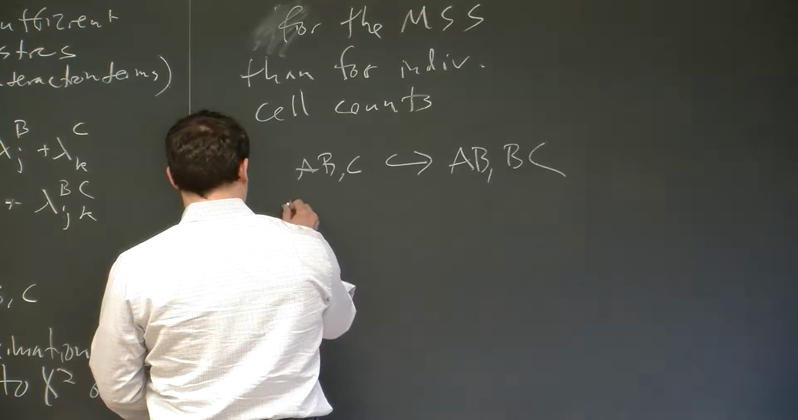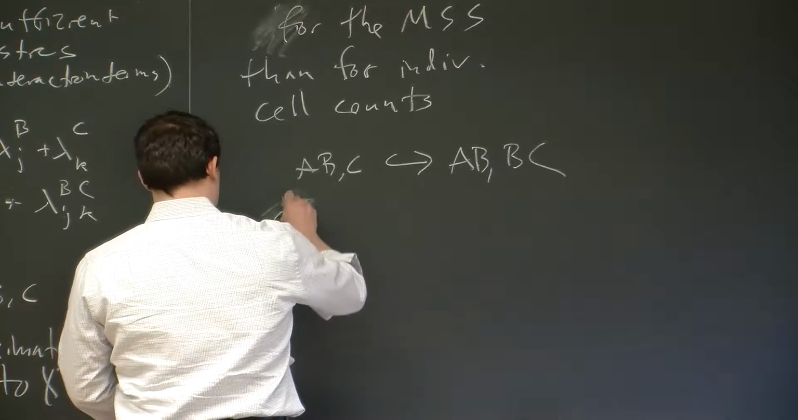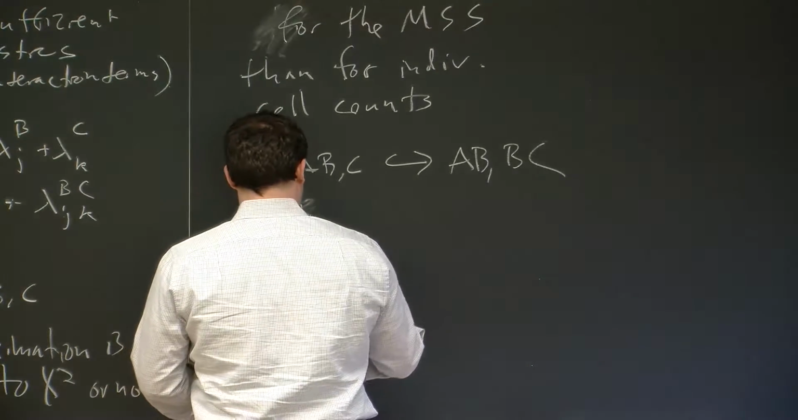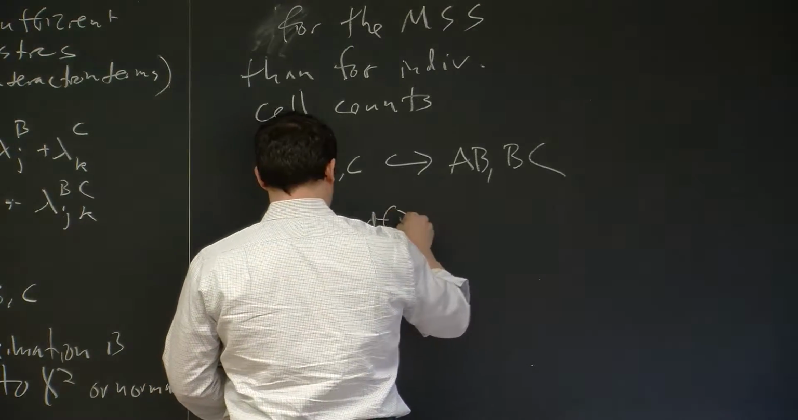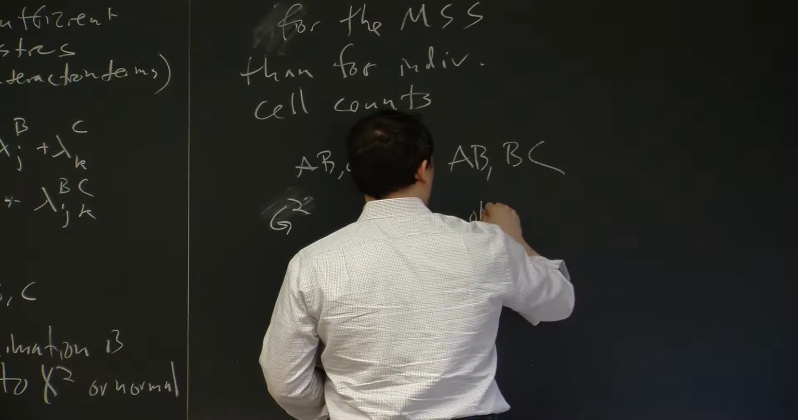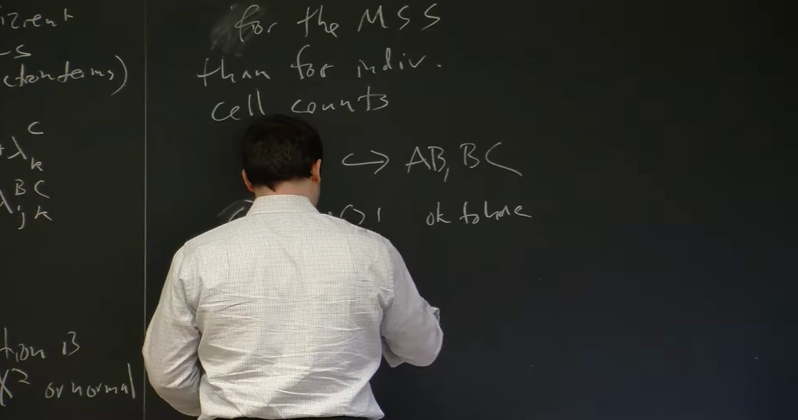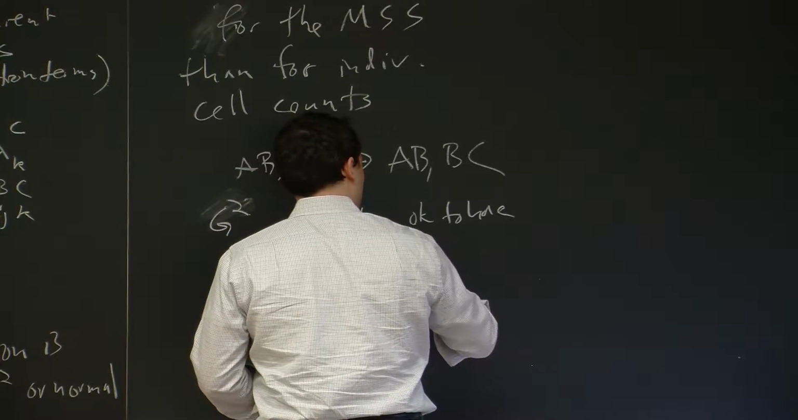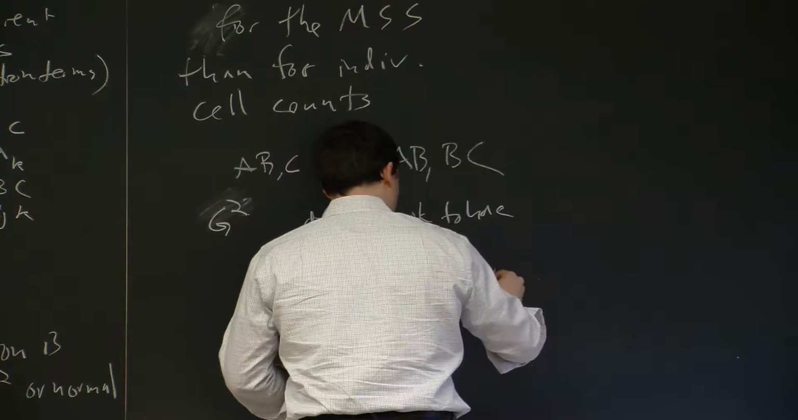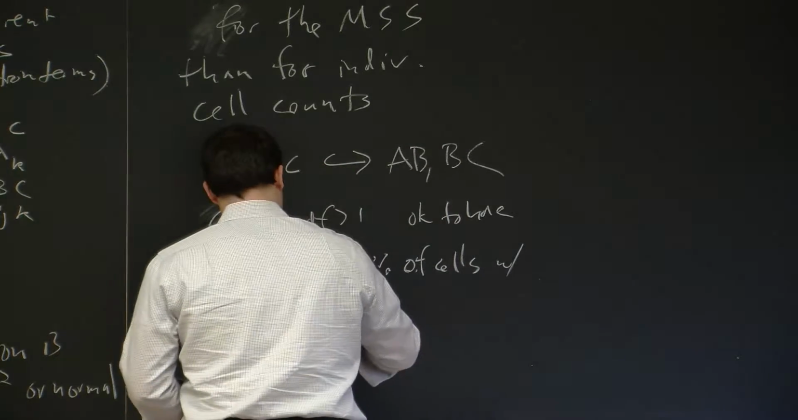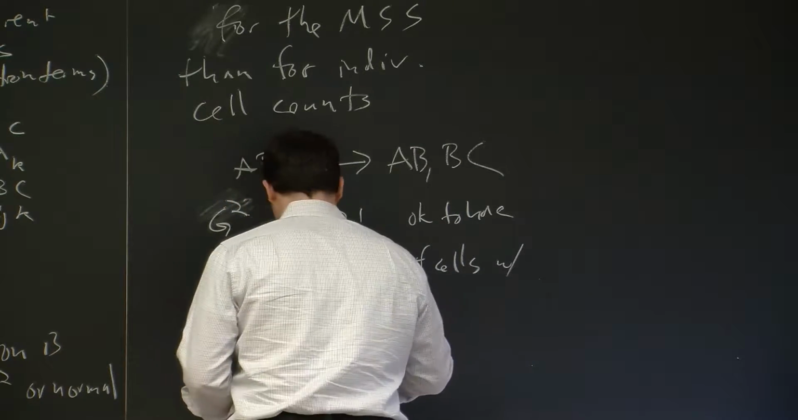So we have this rule of thumb for G squared: when the degrees of freedom is greater than 1, it's okay to have less than 20% of cells with mu hat less than 5.